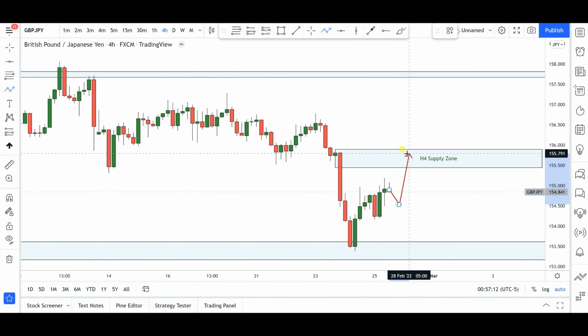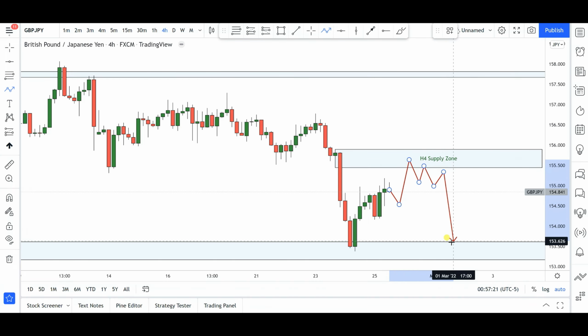What I would love to see right now is for price to give me a dip into this particular supply zone, anywhere from right around here. If the market begins to bounce to the downside, guys, I'll be looking for an opportunity to go short for further continuations to the downside, at least for a retest of this previous swing low area that we have right here, right around the 153.50 area.